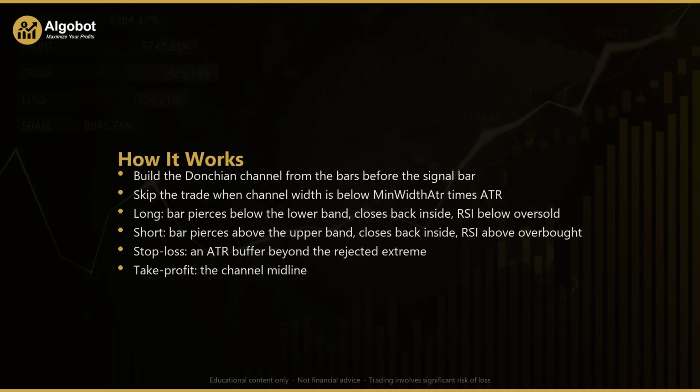For a long, the stop loss is placed just below the signal bar's low, cushioned by the ATR multiplied by the stop multiplier, which defaults to 1. The take profit is the channel midline. For a short, it's mirrored. The stop sits just above the signal bar's high plus that ATR buffer, and the target is again the midline. Before sending any order, the strategy checks that the midline actually sits beyond the entry, so there's genuine room to travel. And it only ever holds one position per symbol at a time, so it won't stack trades on top of each other.